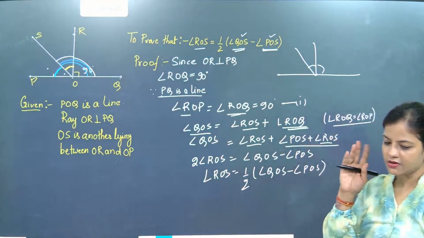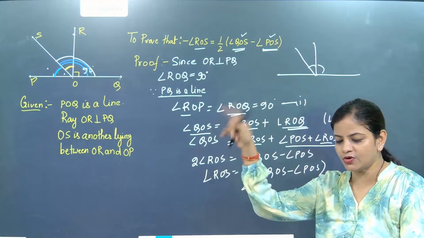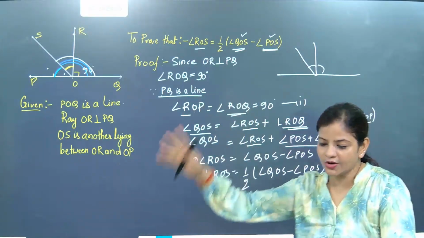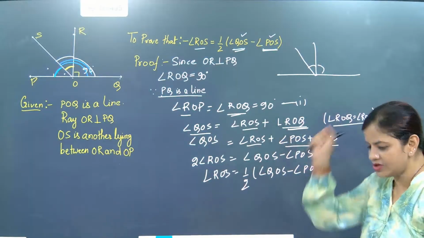Bhavya, understood clear? Only one line beta. QoS is equal to ROS plus ROQ. ROQ is 90, so it will be equal to ROS. That's it. And you can teach others. That is the shortest way. Don't teach me this much long.